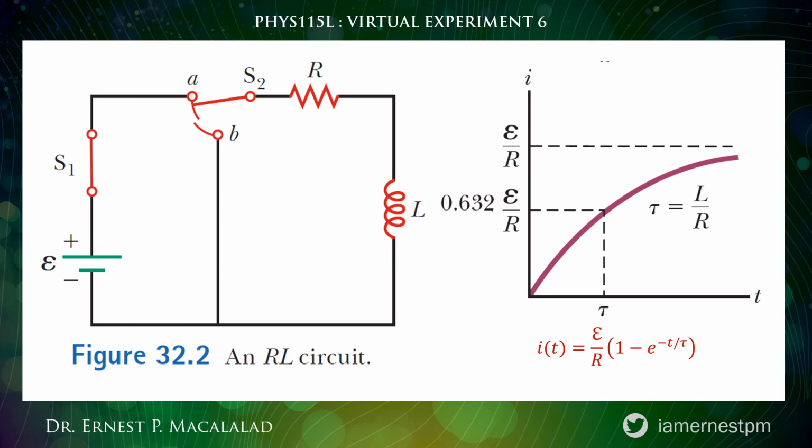Now what happens if we change the position of the switch to B? If L is not present, this action will make the current in the circuit decrease rapidly. But because of the presence of the inductor, the changes in the current will be opposed by the induced EMF in the inductor. So let's see.